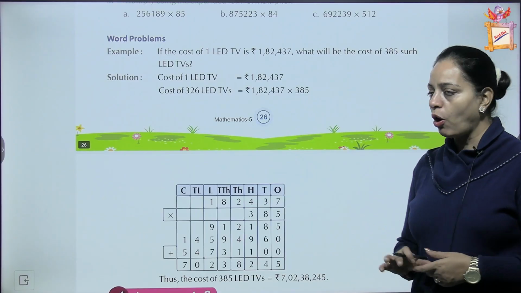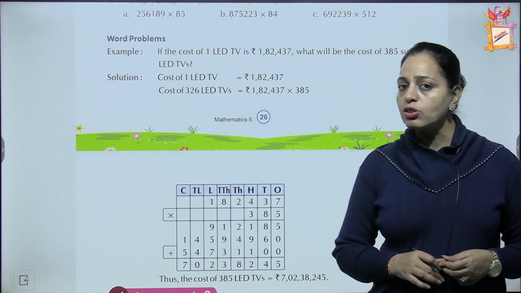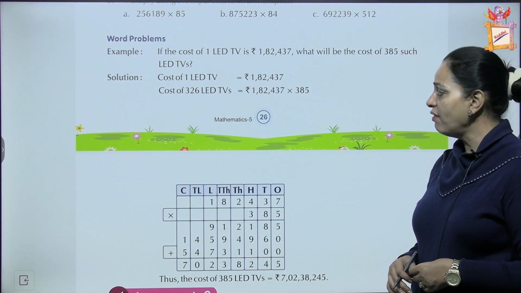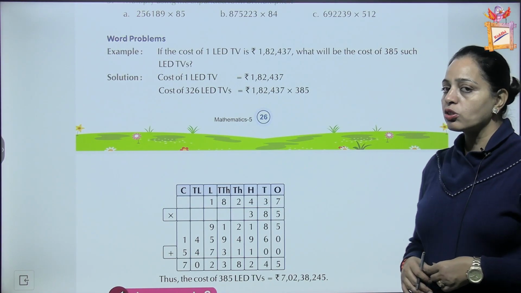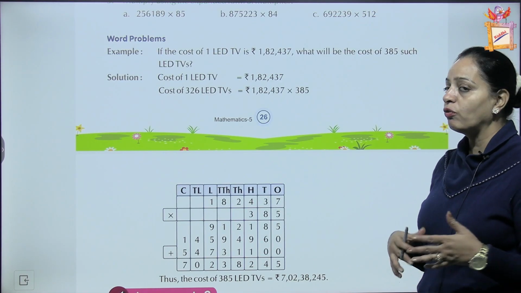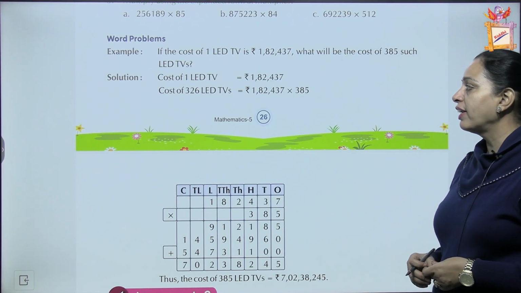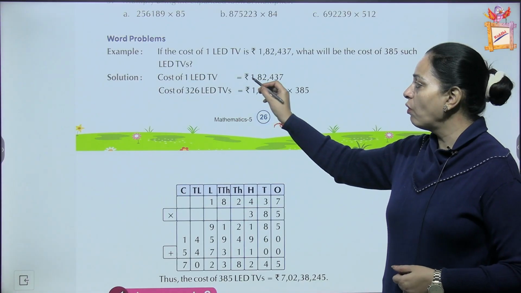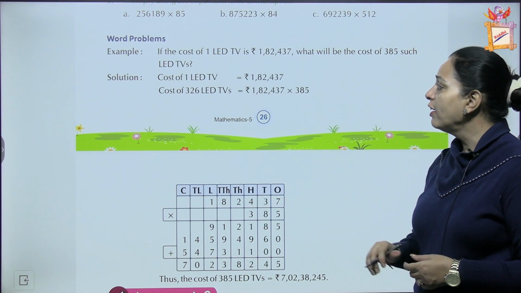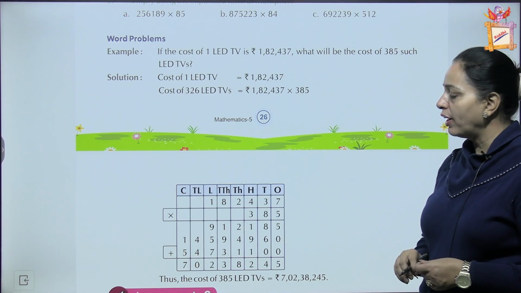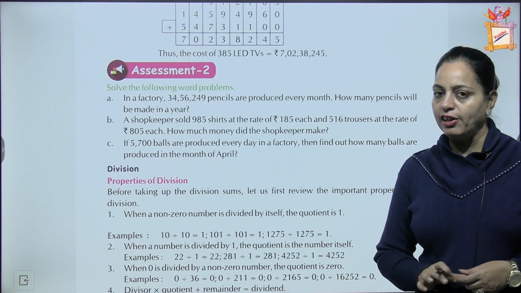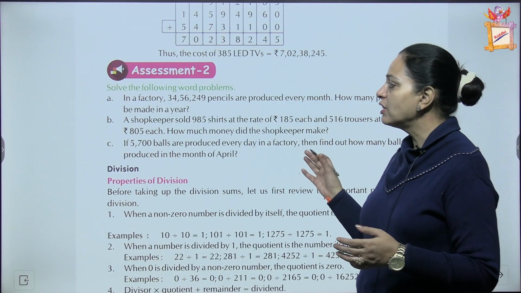Now come to word problems. Example, if the cost of one LED TV is rupees 1,82,437, then what will be the cost of 385 such LED TVs? So that would be more. More के लिए हम क्या करेंगे? Multiply. So cost of one LED is given. Cost of 385 multiply by 1,82,437. So इन दोनों को multiply कर देंगे. This is the value.